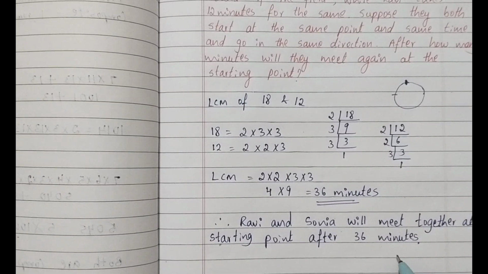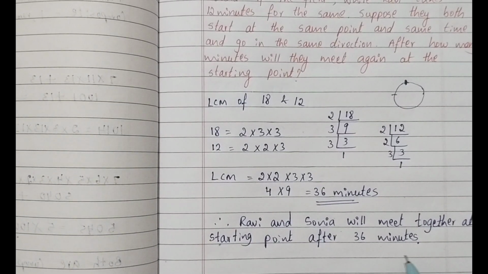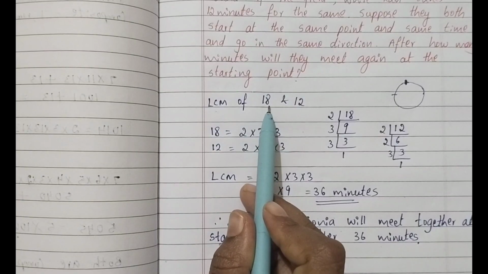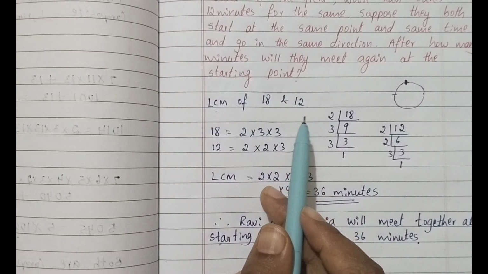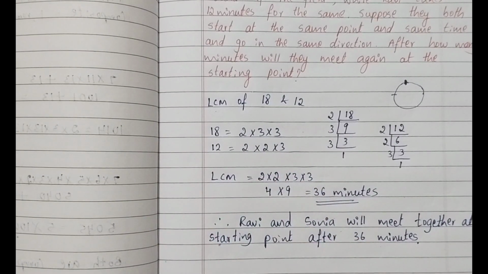So now, why do we use LCM, not HCF, and how do we get to know where we have to use the LCM and where we have to use the HCF? This is one of the main important things in this chapter. Application based questions will be given from this chapter. So we should know when we have to use the LCM and when we have to use the HCF. How do we get to know?